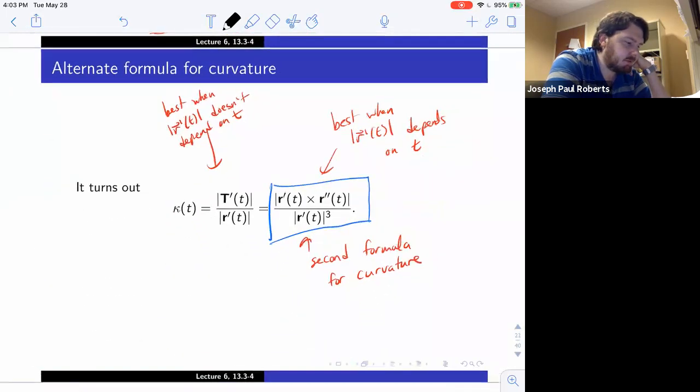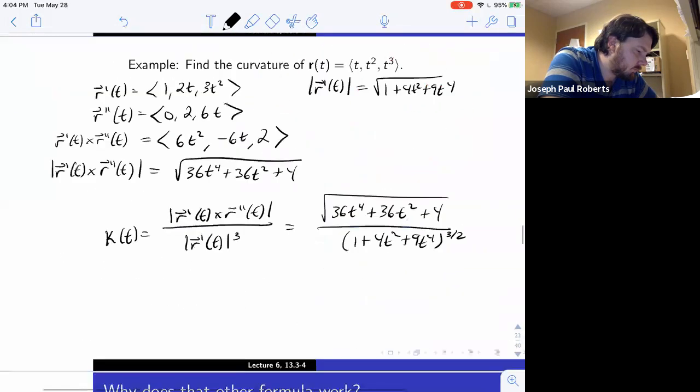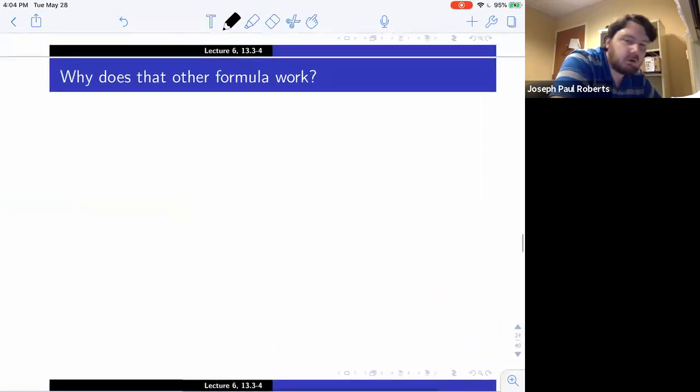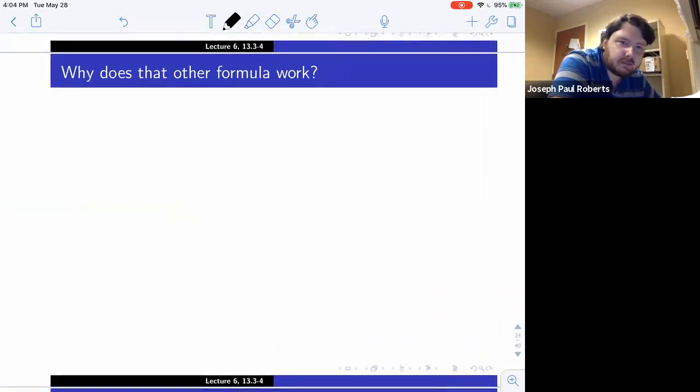Okay, and so hopefully that convinces you that that cross product formula is much better when you do have that t dependence for the length of r prime. Okay, so now why is that other formula true? Seems mysterious. You don't have to know about this, but it follows from stuff we've done in this course before. It sort of ties together a few different ideas. So let's take a look.